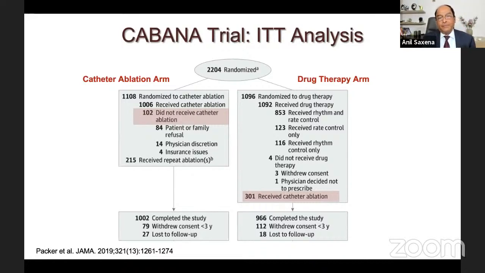So these patients were randomized to two arms. But the problem was that in the catheter ablation arm, 102 patients did not receive catheter ablation. So about 9% of patients did not receive the prescribed treatment. And in the drug therapy arm, 300 patients received catheter ablation. So about 30% of patients crossed over to this side, and here 100 patients crossed over to this side. So there was a big confusion here.